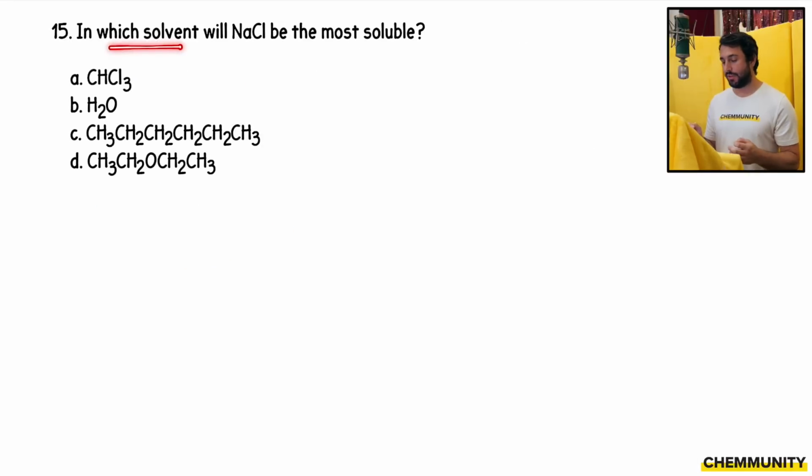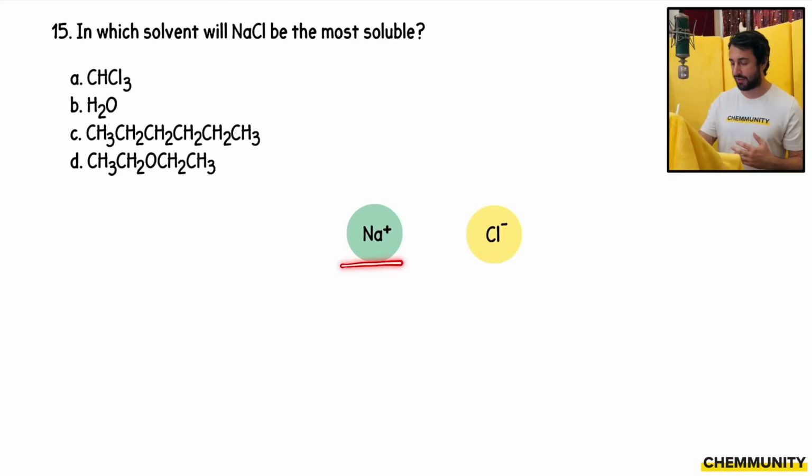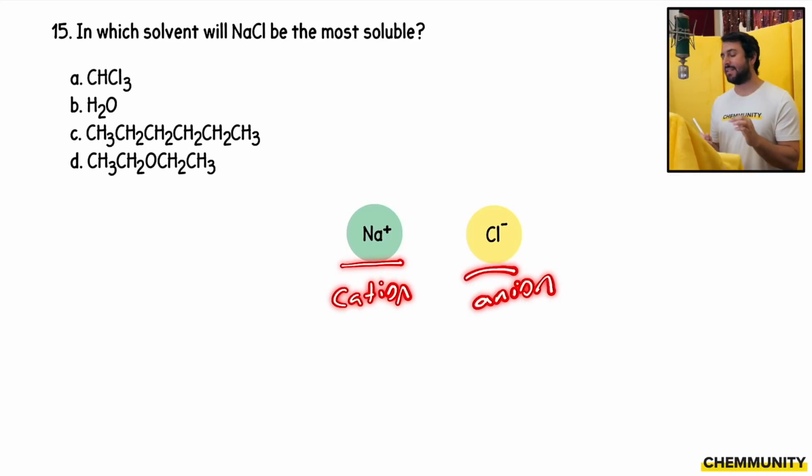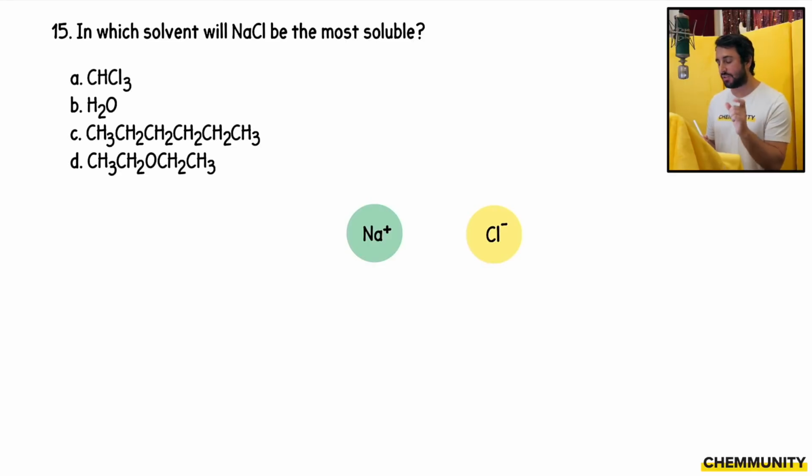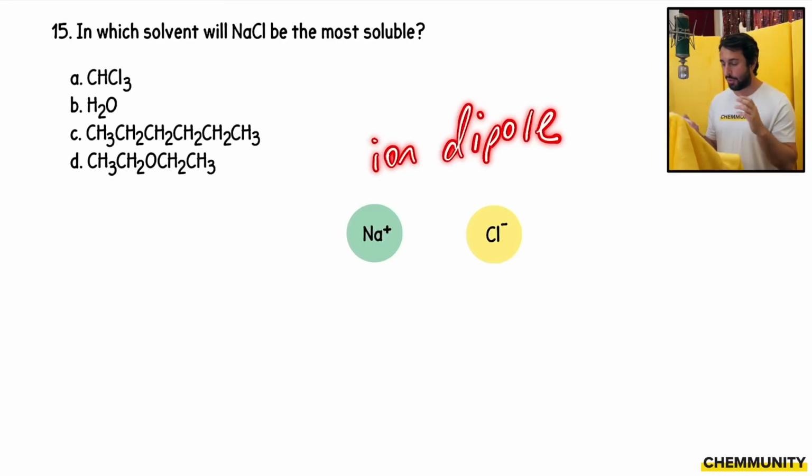15. In which solvent will NaCl be the most soluble? So if we want to assess the solubility of NaCl in different solvents, we want to understand the types of interactions that are going to take place in solution. So if NaCl dissolves and dissociates in solution, we have Na plus cations and Cl minus anions. So what kinds of interactions would be possible between these solute particles and the surrounding solvents? Well, we have ions here. These are formally charged particles. So the best situation would be one in which these can make ion-dipole interactions with the solvent molecules.